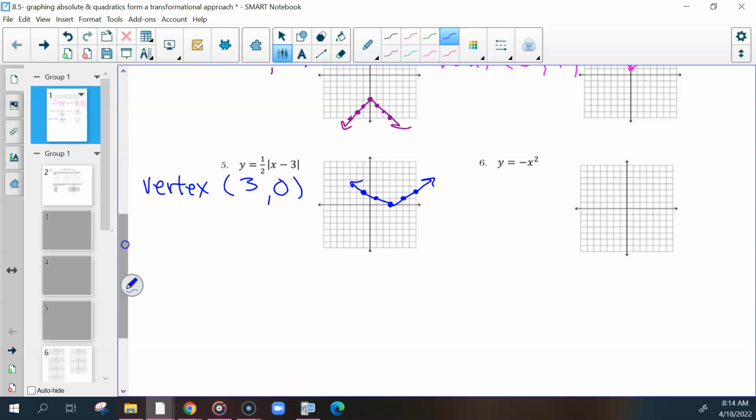We'll do 6 and then we'll be done for tonight. The negative is going to make it do what? Upside down. And then we just have to remember what our parent function should do. So out to the right one, then left one, and then down 1 instead of up 1. And then out to the right and then 2, and move down 4.